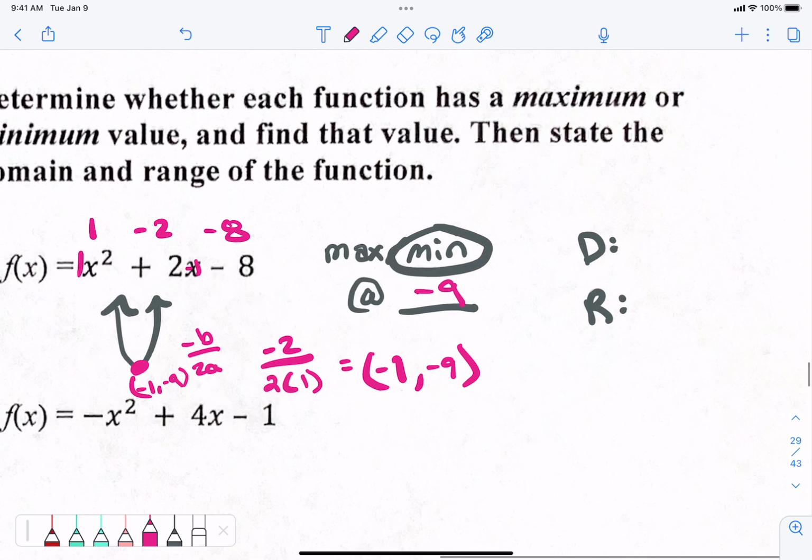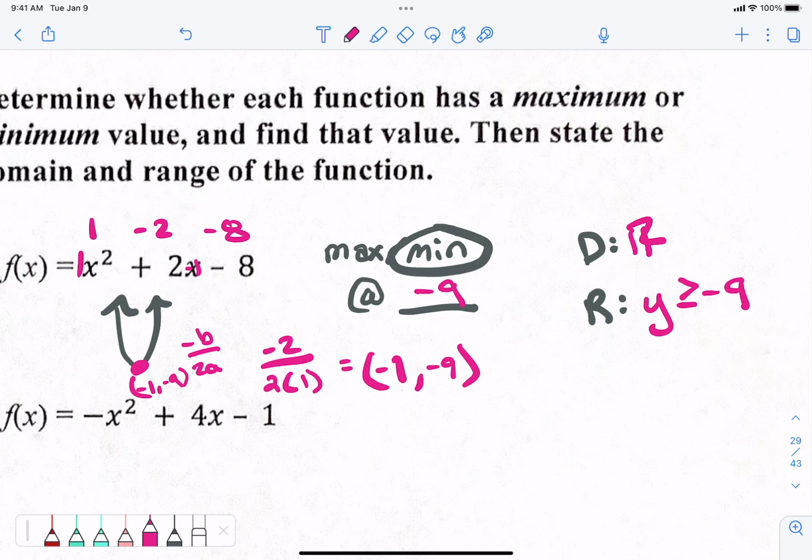All right, for domain, left and right. He's going to go left and right forever, all real numbers. The range, he will go up forever, but he won't go down forever. It will just be y is greater than or equal to negative 9. Okay? Good. That was kind of fast.